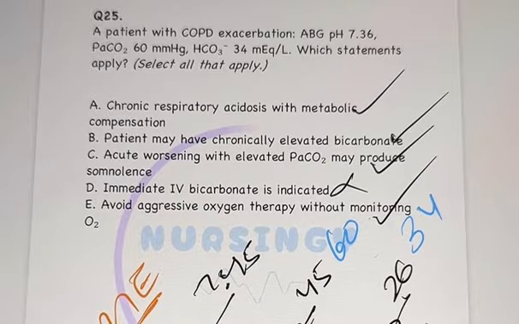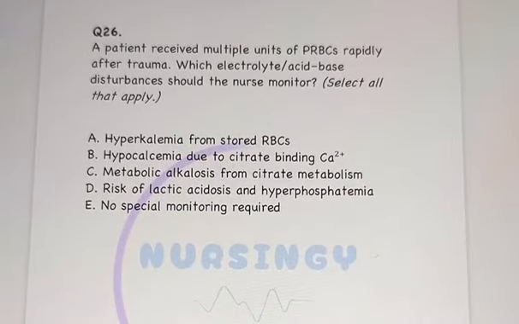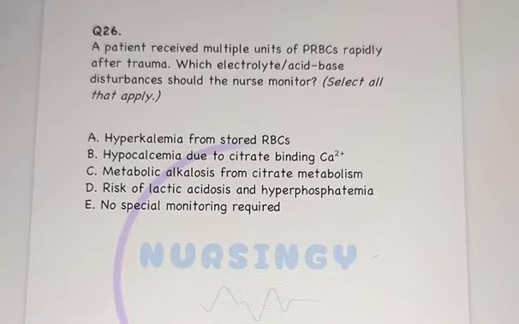Let's move to question number 26. We are going to do 30 questions today. That will be the end of the session. A patient received multiple units of PRBCs rapidly after trauma. Which electrolyte or acid-base disturbance should the nurse monitor? Multiple units means massive transfusion. Packed red blood cells can cause a lot of imbalances, but which one do we need to be very worried about?